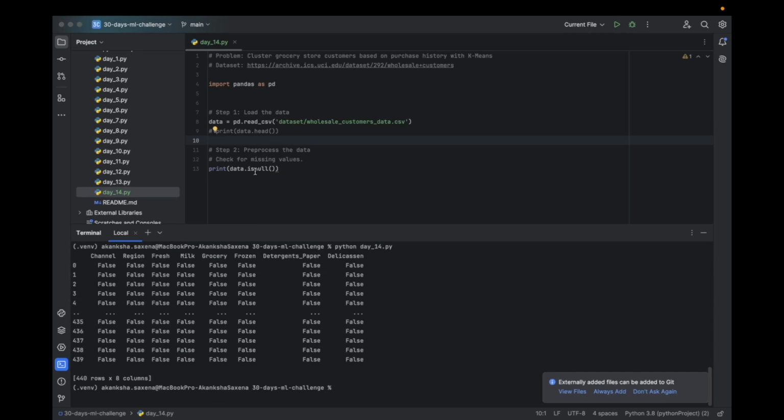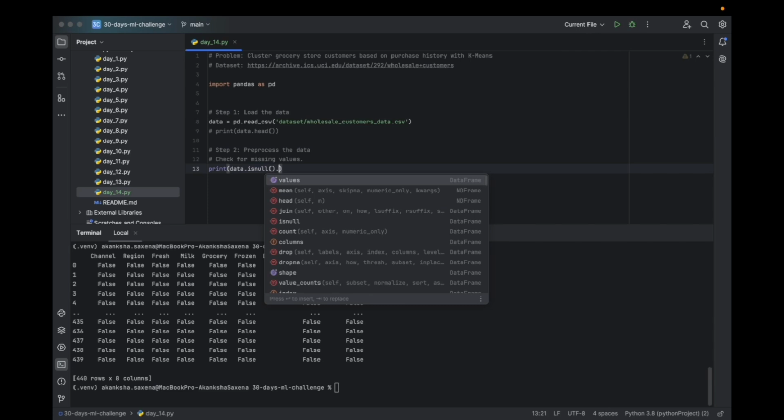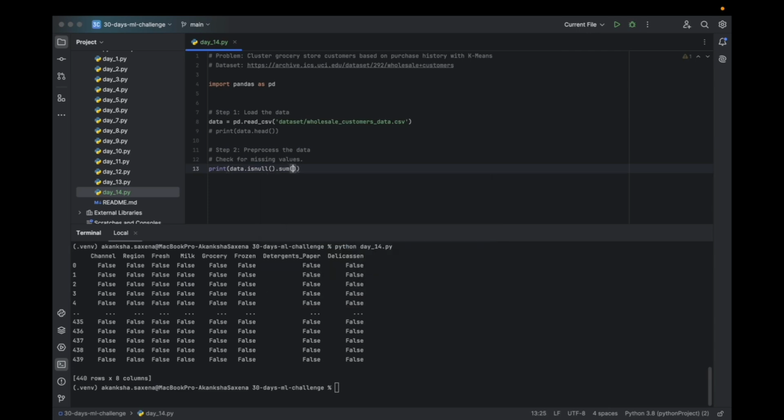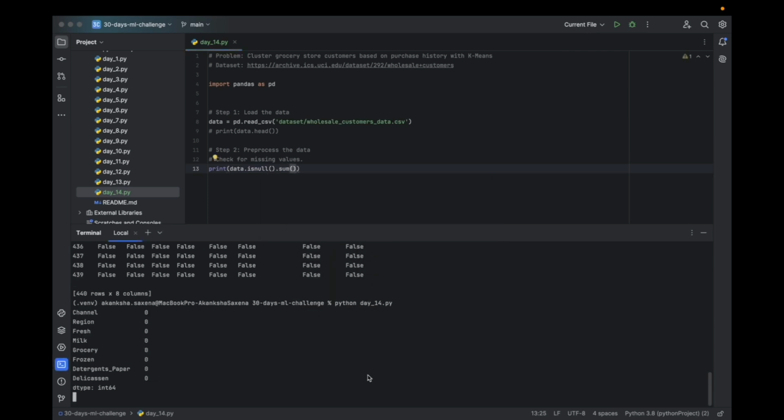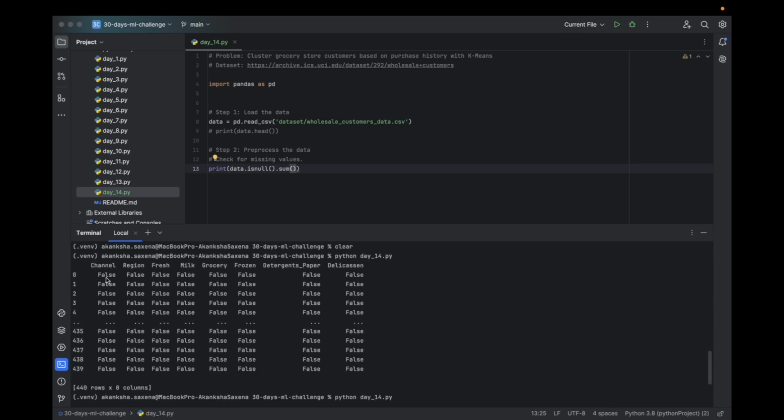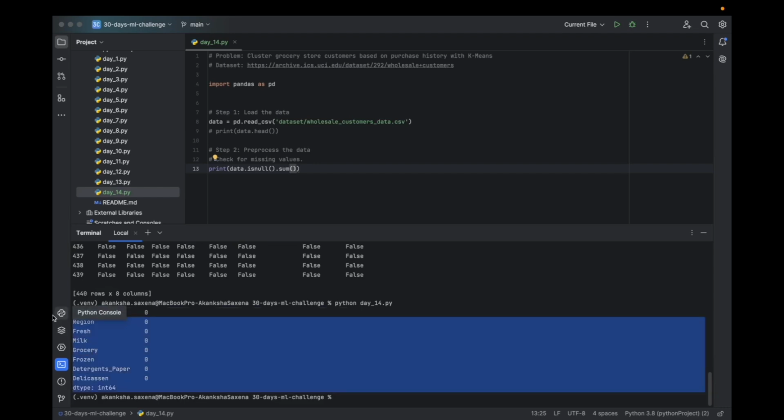Let's run it and see. We don't have any nulls: channel has zero null, region has zero, milk has zero. If there is a null value anywhere, it is going to show True. I don't see any value with True. That is why our data is very good today.